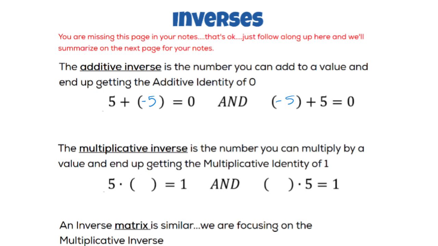Okay, now let's talk multiplicative. The multiplicative inverse is the number that you can multiply a value by and get the multiplicative identity. So I'm trying to figure out what can I multiply 5 by and get 1? Well, it would have to be 1/5. 5 times 1/5 would get me a 1. And the order doesn't matter. It works both ways.